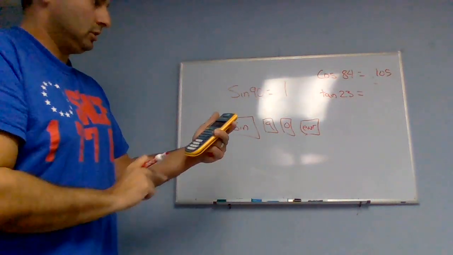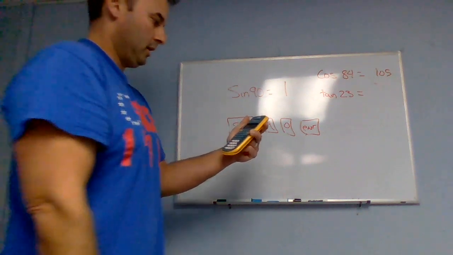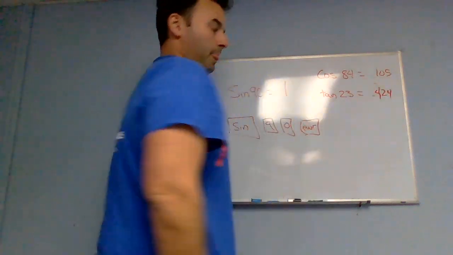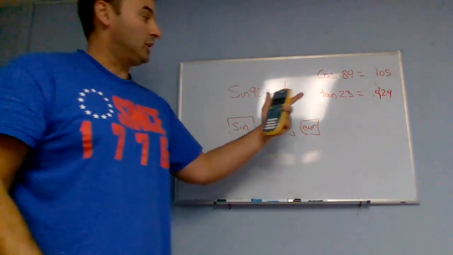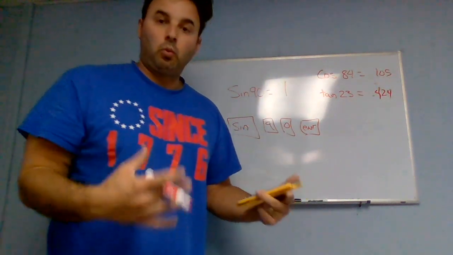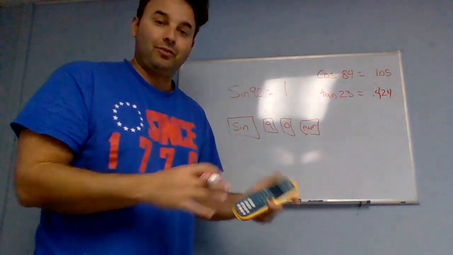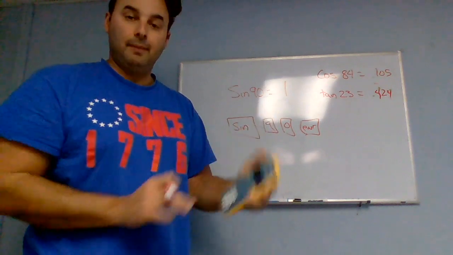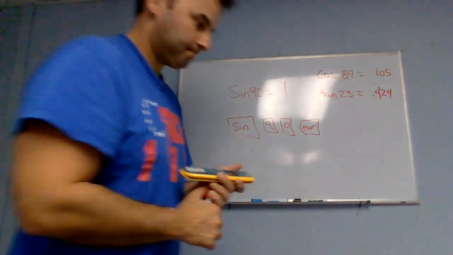Let's do the tangent of 23, 0.424. If your calculator is not giving you those answers, you have to find your owner's manual, whatever you have for your particular calculator, that you can go to mode and then go into degrees. Okay, mode and then go into degrees.